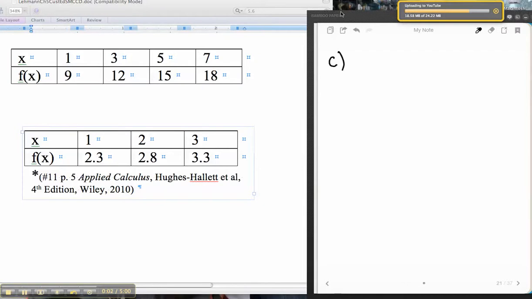All right, so what we're looking at this time is the example C down here. We've got to check first of all to make sure that we have a linear function. So 2.3 to 2.8 is 0.5, and 2.8 to 3.3, that will be 0.5 as well. So it looks like our dependent change is 0.5. And then we check our independent change, 1 to 2, 2 to 3, so it's 1. So there we have 0.5.